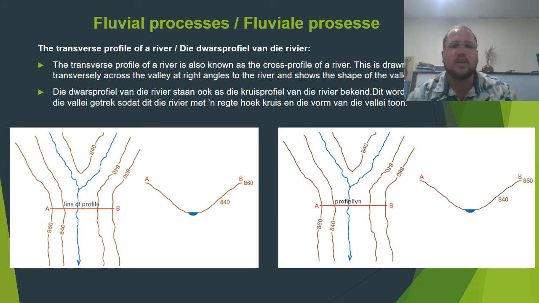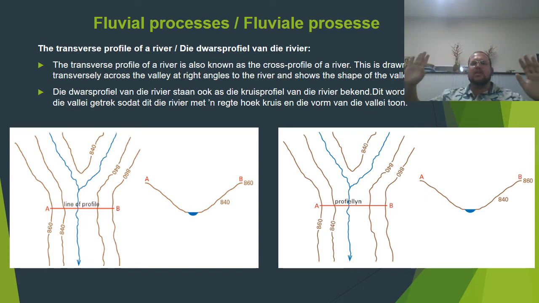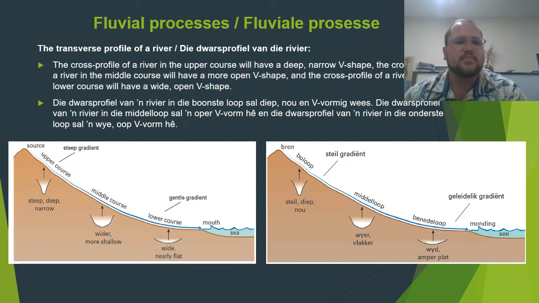A transverse profile of a river is also known as a cross profile of a river. This is drawn transversely across the river valley at right angles to the river and shows the shape of the valley. So they're not going to give you a line from point A to point B. They're going to tell you at this place in the river, sketch a transverse profile. Then you have to draw your own line through the river where you say at 90 degrees to the flow of the river. This will be your transverse profile.